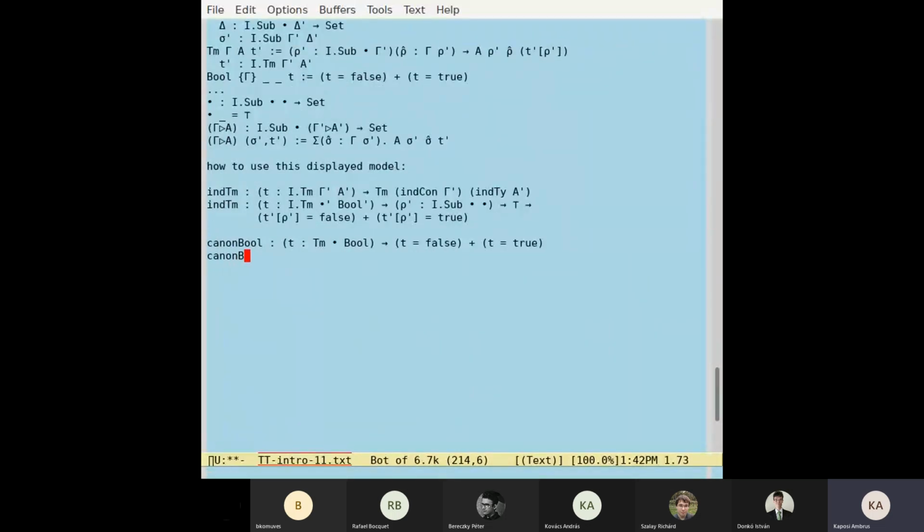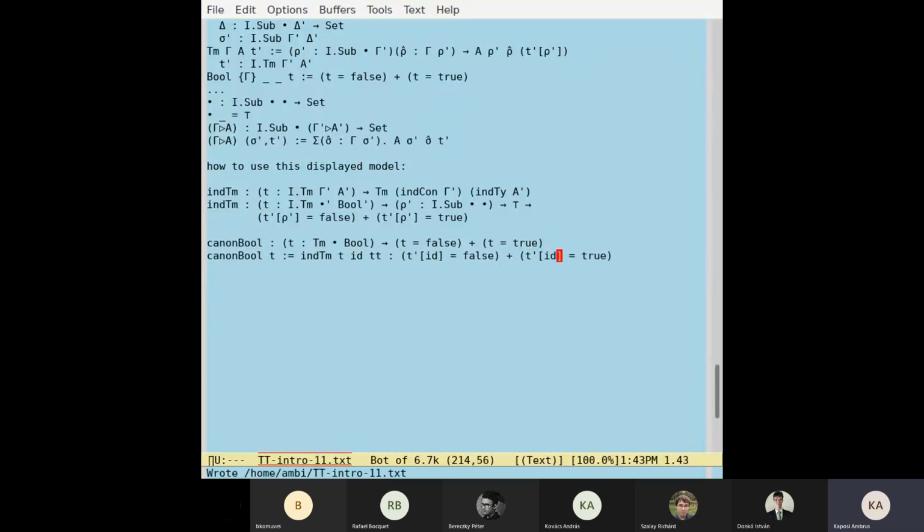So canon bool of t will be, I use induction, I apply it to t, then I need to give a substitution from empty to empty. So let's give the identity substitution, right? It goes from empty to empty. Then I have element of top, which is tt, and now I get this. Right? This is what I obtain, where rho prime is the identity.